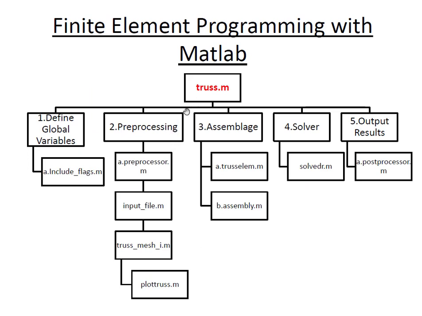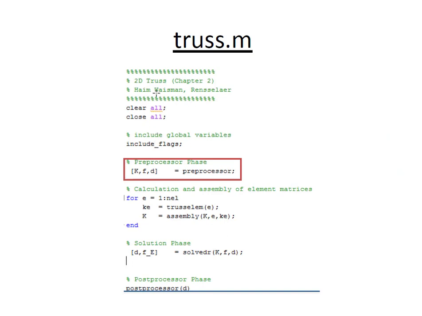Then trust goes through the pre-processing step. So if we continue on the trust.m file, we saw that first it cleared all previous information. Then it created some global variables. Then trust.m will proceed with the pre-processing phase. And as you can see in this pre-processing phase, you're going to have three outputs, K, F, and D. And you're going to obtain them by calling the function preprocessor.